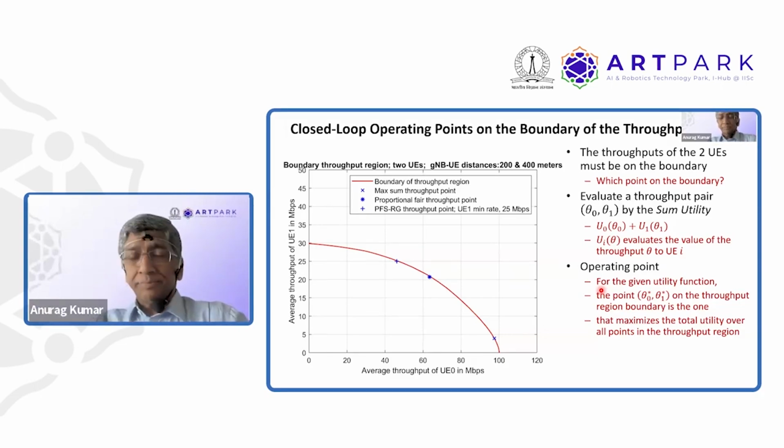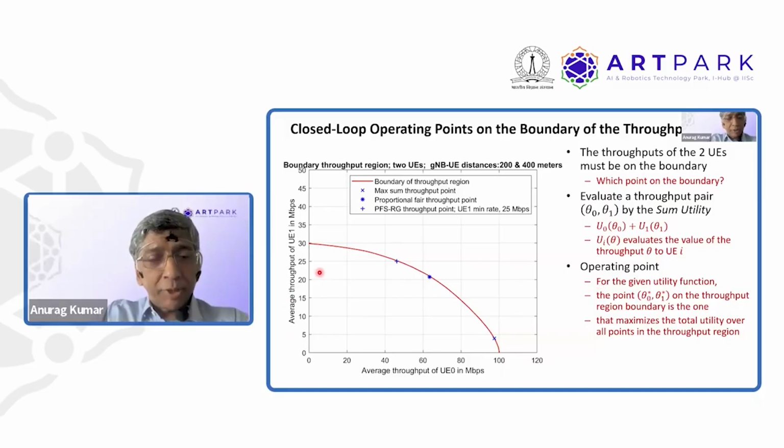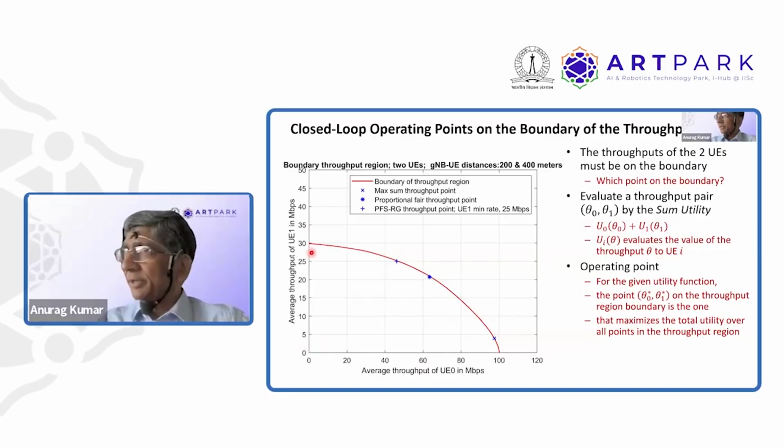You do an optimization problem. Those who are familiar with optimization, this is like a constraint region. I want my pair of throughputs to be somewhere here. The pair of throughputs I can give to my two users are somewhere here, anywhere here. I evaluate user 0's utility by this. I evaluate user 1's utility by this. Somehow I know the utilities as an operator. Where should I operate? I should operate at the point here, which maximizes the sum of utility.